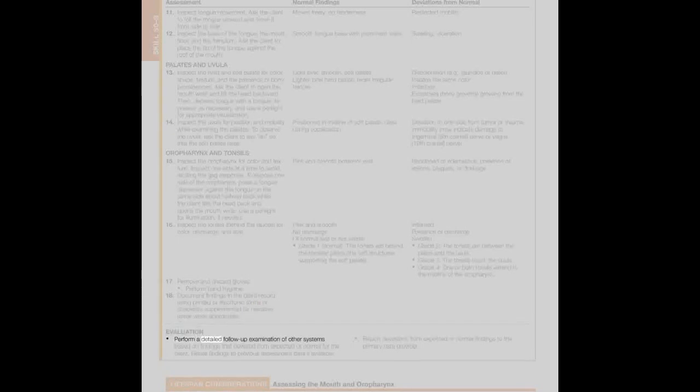Evaluation. Perform a detailed follow-up examination of other systems based on findings that deviated from expected or normal for the client. Relate findings to previous assessment data if available. Report deviations from expected or normal findings to the primary care provider.